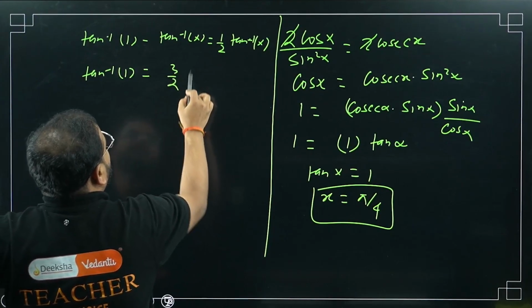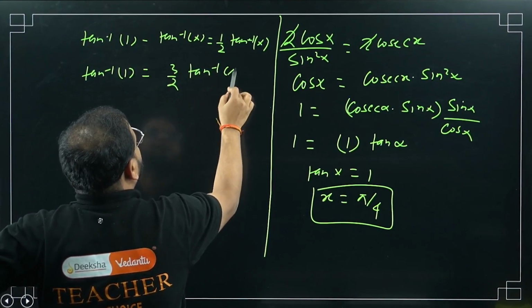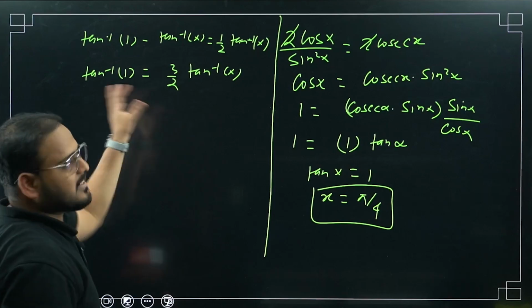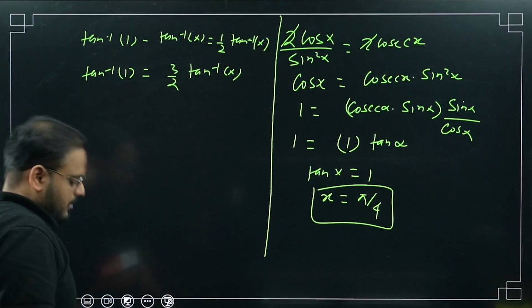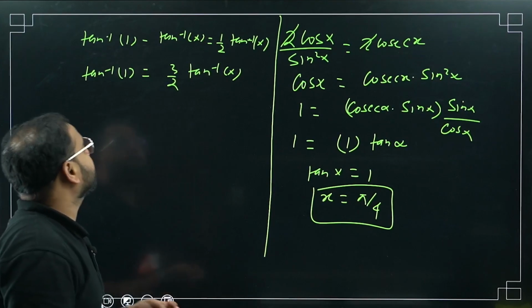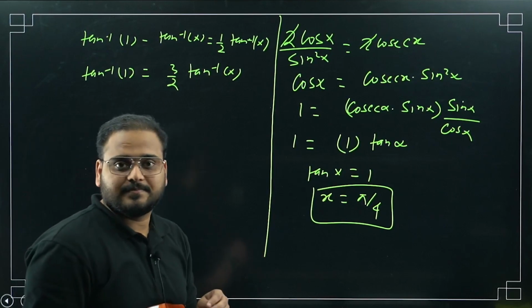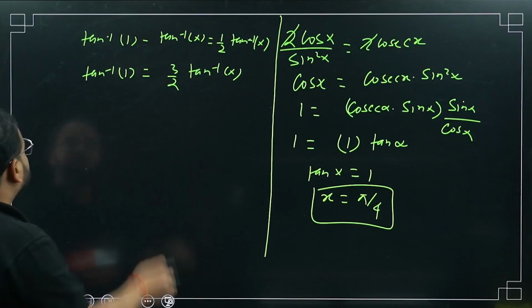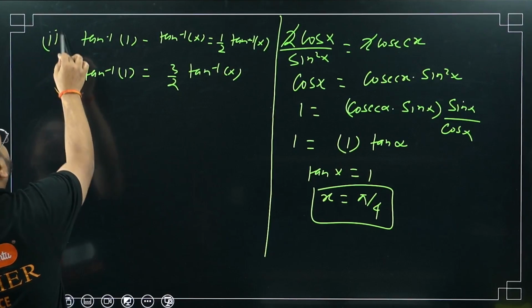I have done it anyway. I'll not do the last step. You can solve from here. Pi by 4 will come and simplify, and you're going to get this answer: x is equals to 1 by root 3. So this is the hint for question number 2.